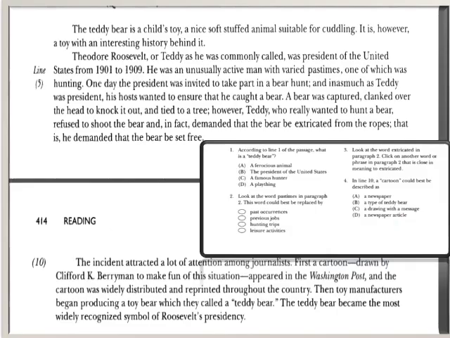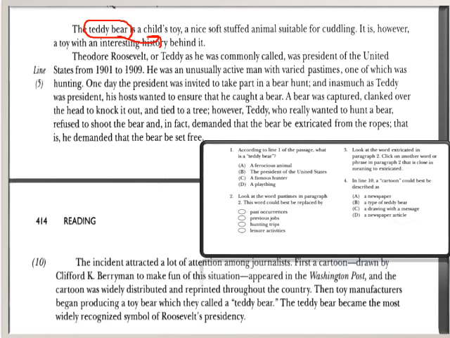Fine. Now let's have another example, which is the passage about the teddy bear. Also you can find it in your books. Now the first question says that according to line number 1 of the passage, what is a teddy bear? So here we are asked about the meaning of teddy bear. Now look after it. The teddy bear is a child's toy.